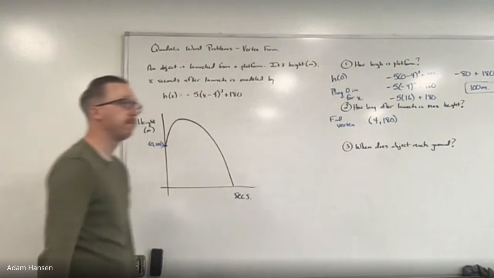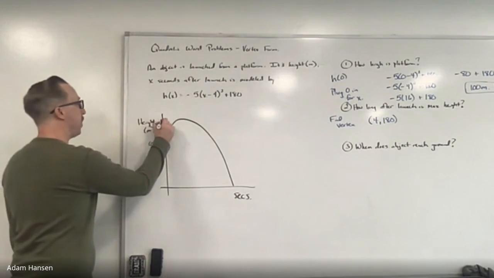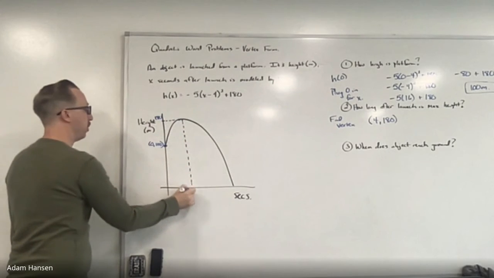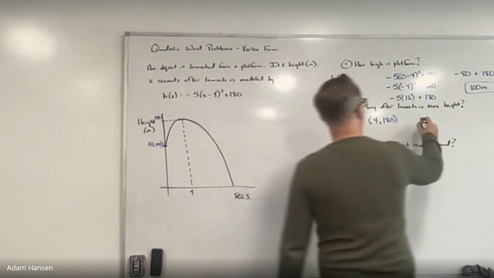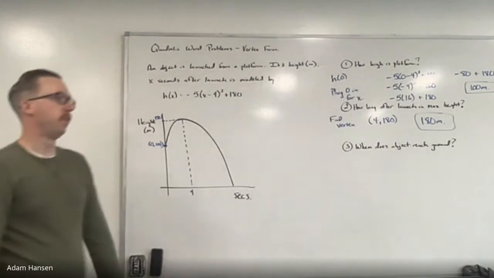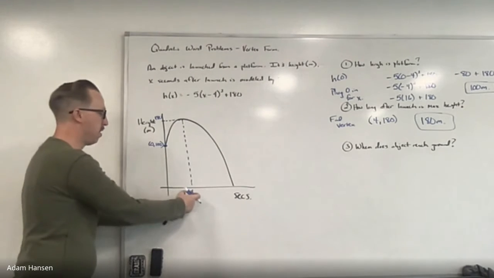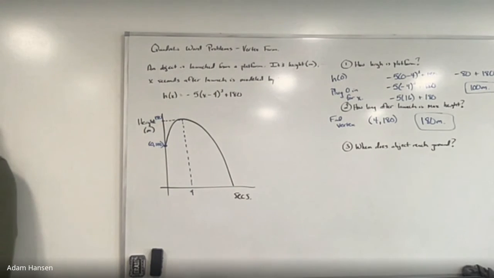Which one of those numbers is the height? There's two numbers. Which one's the maximum height of the object? 180. Its maximum height of 180 is after 4 seconds from launch. It takes 4 seconds after I threw it for the object to be at its highest point, 180 meters off the surface. 4 seconds later, the maximum height of the object is 180 meters because that's the vertex. That's the highest point on our parabola.